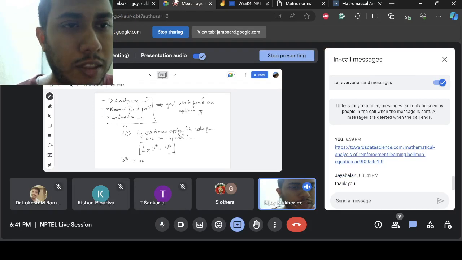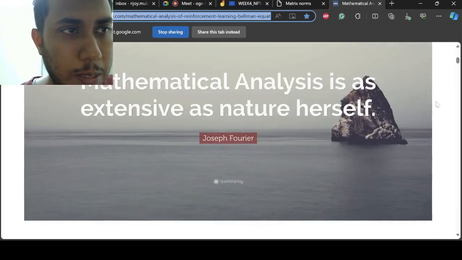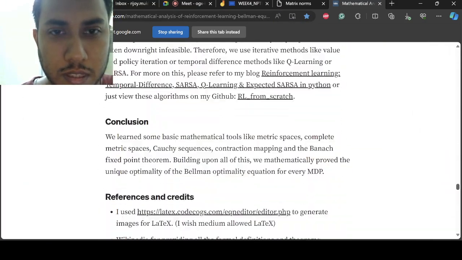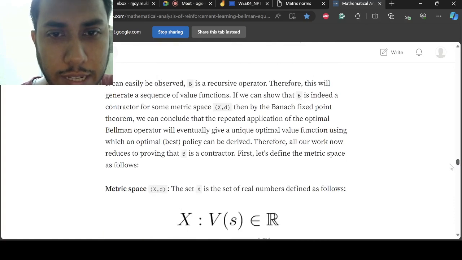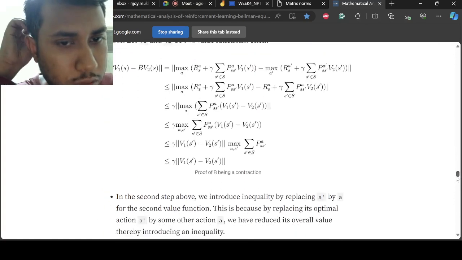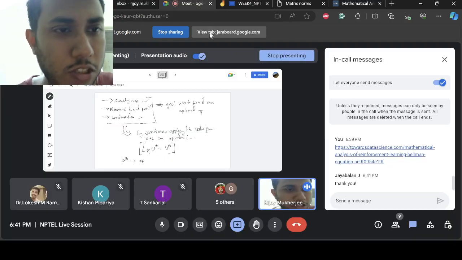So one thing, if you go through this part, the link I have given there, you can find this in much deeper knowledge, but not much is required.